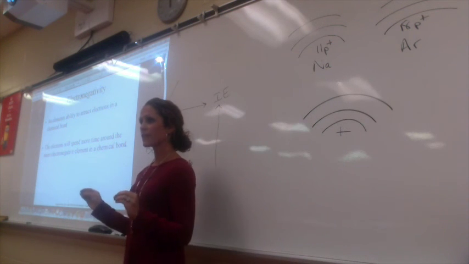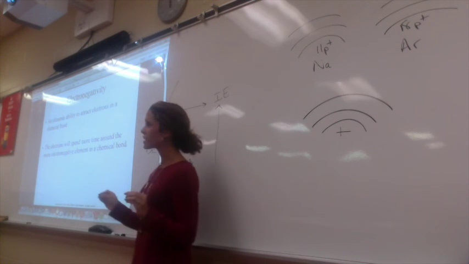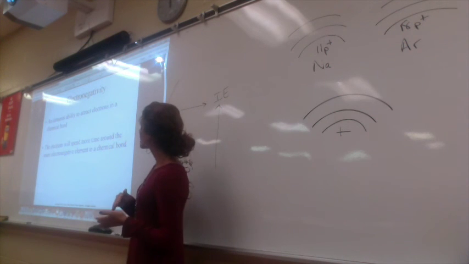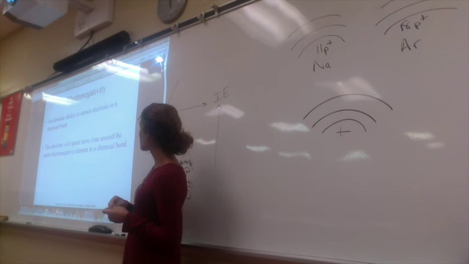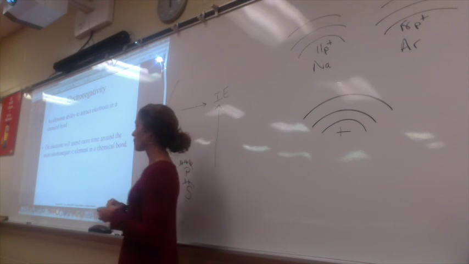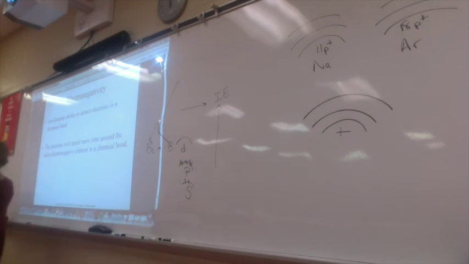Electronegativity and electron affinity, again, are very similar, but electronegativity is the element's ability to attract electrons in a chemical bond. The electrons will spend more time around the more electronegative element in a chemical bond. So this is an example. Hold my bond. We're bonded, except I'm more electronegative.